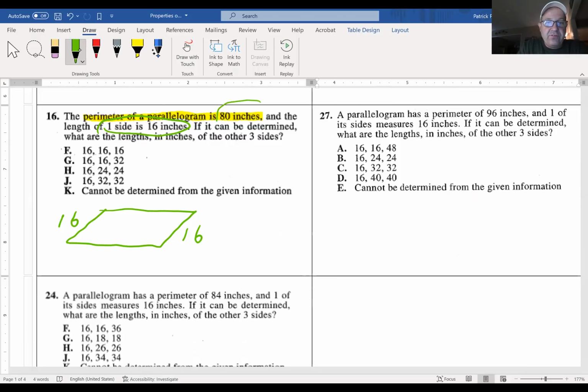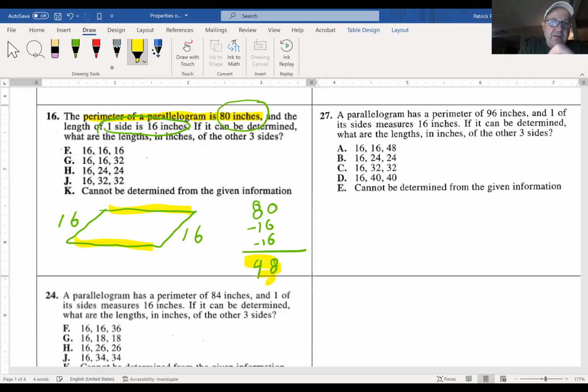Well, we've got a total of 80 inches here. So if I subtract both 16s from there, I will wind up with 48, right? Now that 48 is what this side plus this side will equal, 48. So I think the remaining two sides must be 24, right? So which one matches up with that? It's letter H, right?